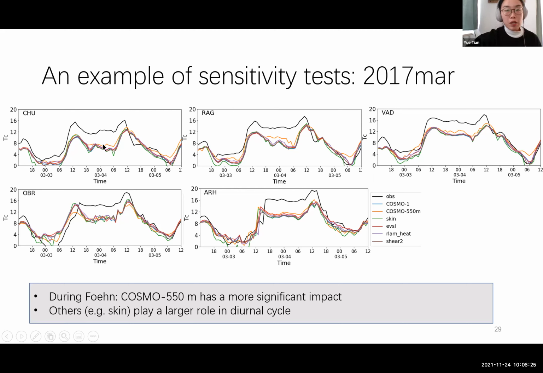And it has a smaller cold bias. For other sensitivity experiments, for example the skin layer, which detaches the atmosphere from the soil, we have a larger impact prior to the foehn event, so during the cold pool stage.